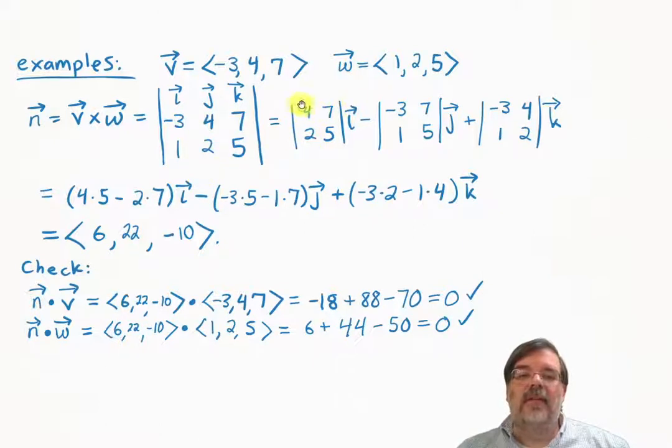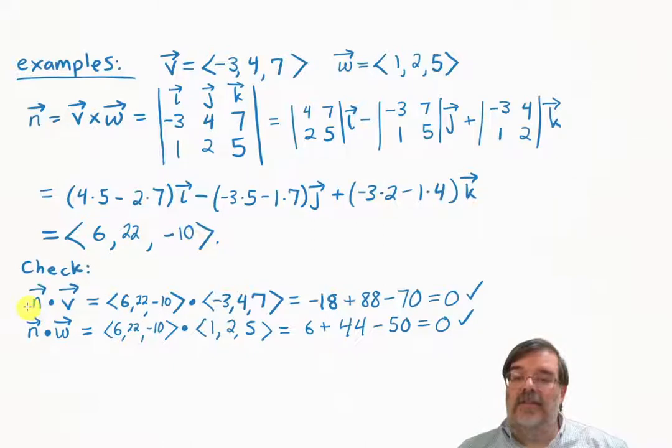For the coefficient of i, 4 times 5 minus 2 times 7. That's 20 minus 14. That gives us 6. Then we have negative 3 times 5 minus 1 times 7. Let's see, that's negative 15 minus 7. That's negative 22 in the parentheses. Don't forget this negative sign. Negative 22 is positive 22. Finally, negative 3 times 2 minus 1 times 4, that's negative 10. That's the last part of our vector.